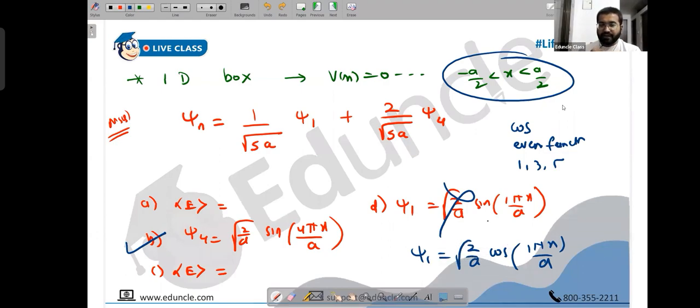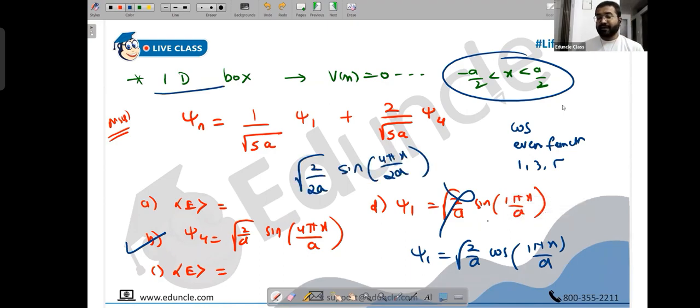Just write down, if the range was minus a to a, it means width is 2a. It means width is 2a. It means root of 2 by 2a sine 4 pi x by 2a. You have to write length here. So you have to take length as 2a this time. This is your psi 4 in that case.